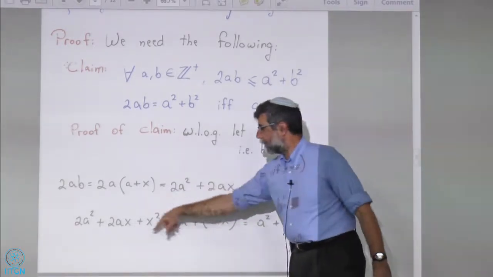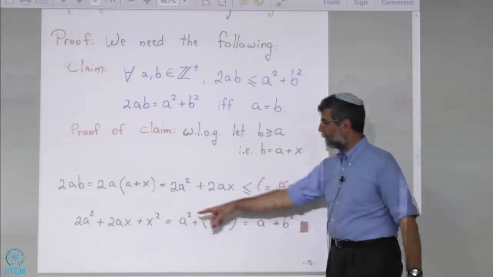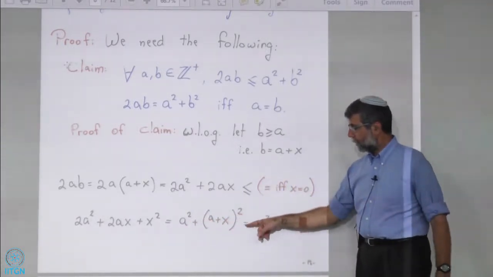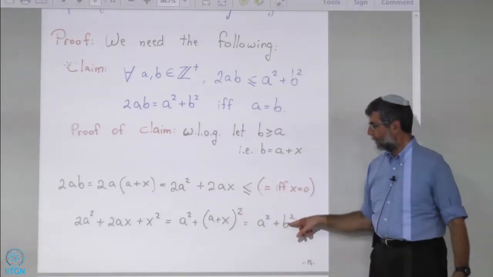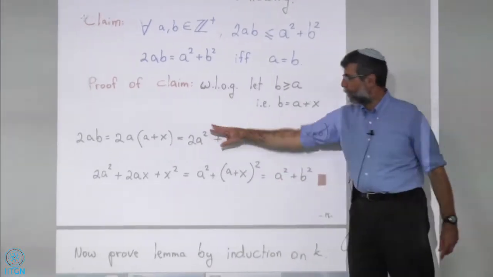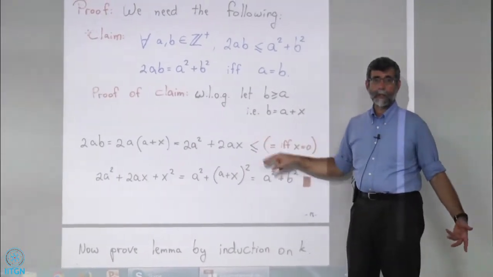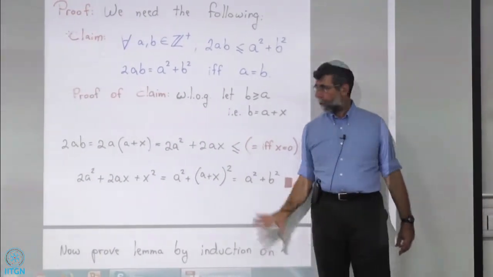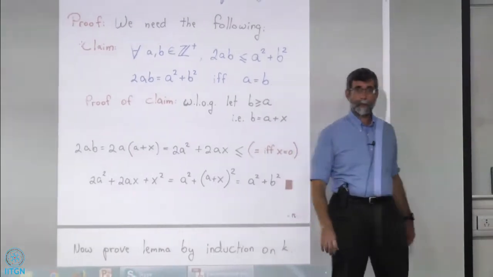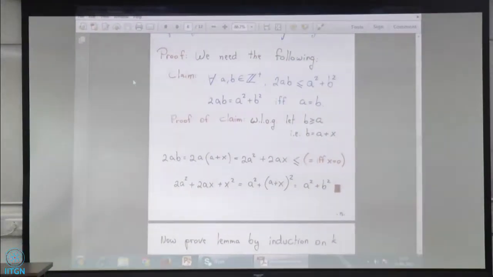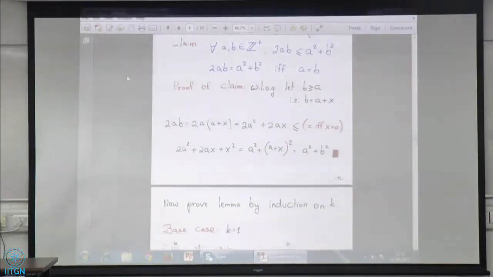Okay, but now that we have this, we can break it up, because this is actually equal to a squared plus a plus x squared, which is equal to a squared plus b squared. So we have equality all the way, except for here where there's an inequality, and this inequality is an equality if and only if a is equal to b. So that proves this claim. Okay, little claim, 2ab less than or equal to a squared plus b squared.